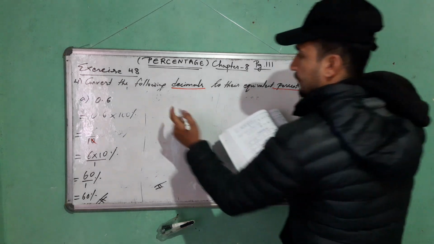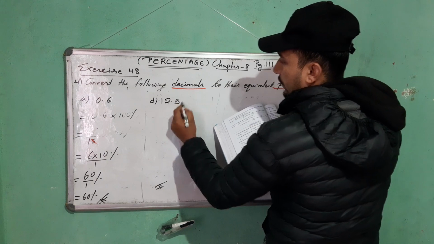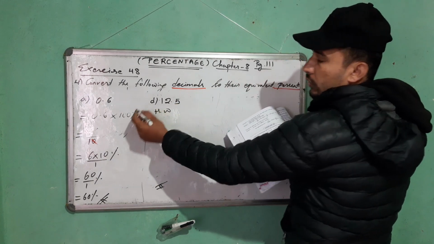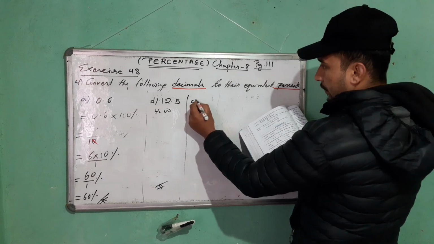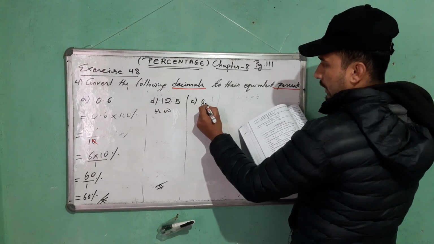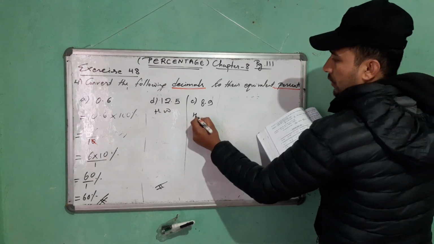Number D, you have 12.5. This is your homework. You follow the same process, okay? Number E, you have 8.9. You follow the same process. This is your home task.